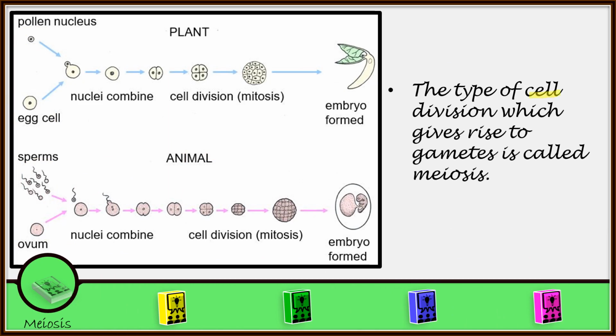The type of cell division which gives rise to gametes is called meiosis. So when the gametes are going to be formed, there is cell division which takes place, and that type of cell division is called meiosis. And meiosis is the one that ends up halving the number of chromosomes in the gametes.